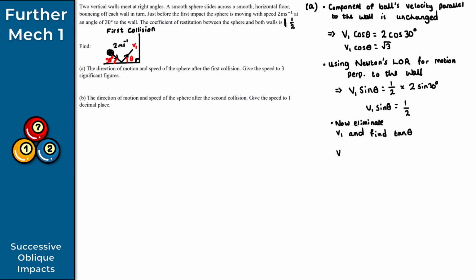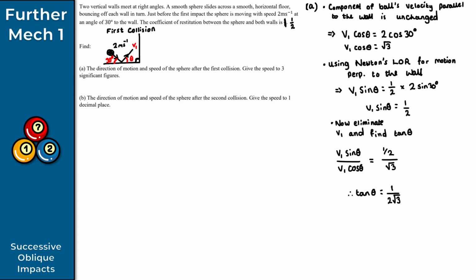So as I've just said, V1 sine theta all over V1 cos theta. V1 sine theta is a half, so I get 1 over 2 all over V1 cos theta, which is root 3. The V1s just cancel, and sine theta over cos theta is tan theta. So tan theta is equal to 1 over 2 divided by root 3, which is the same as 1 all over 2 root 3. Perfect. We're nearly there now.